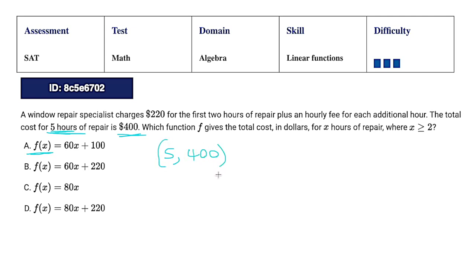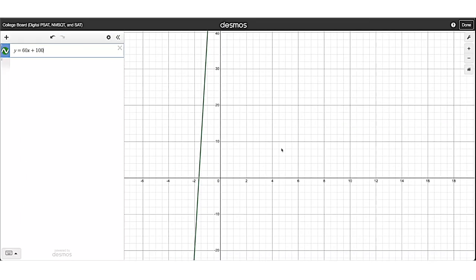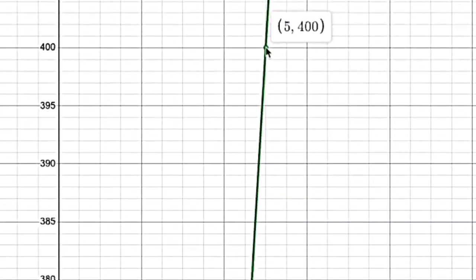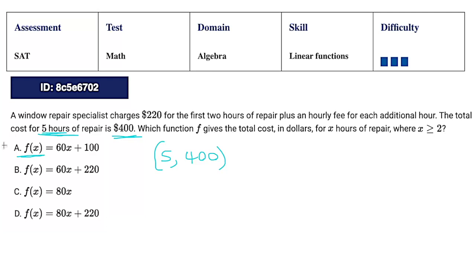If this point exists on the line, it should be our answer. So we're going to scroll out, and this is why you always want to have your calculator handy. All right, there's 400. And if we go to 400, look at that, (5, 400). So we know that A is our answer. So that's a much faster way of going about it. Now, we did get lucky because the answer happened to be A, but we could go through pretty quickly and eliminate these other ones as well.